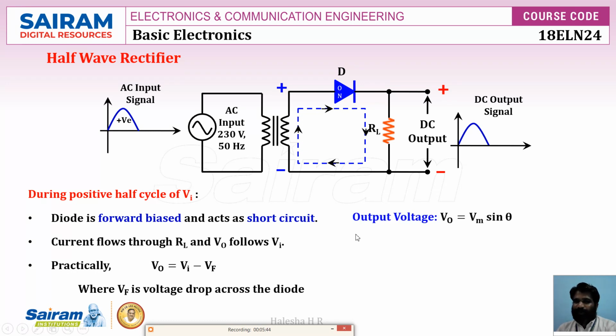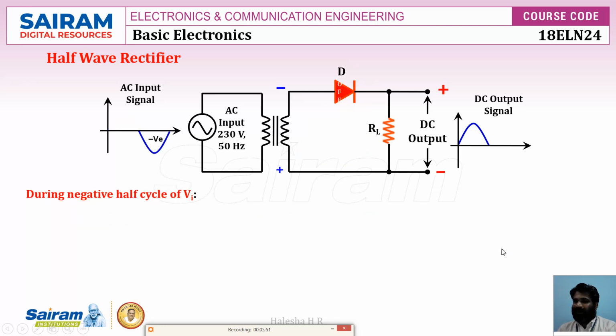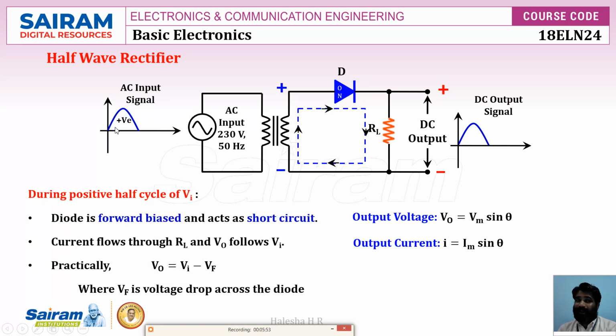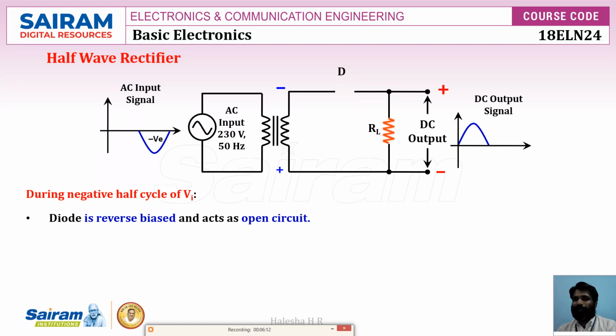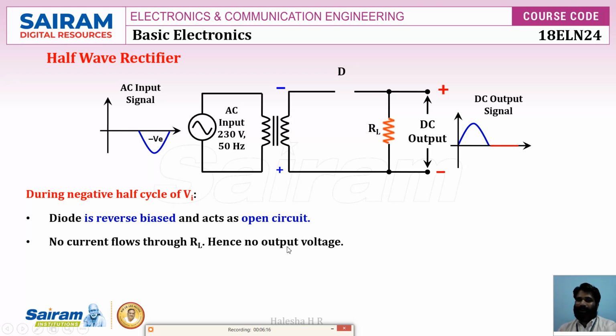Output voltage Vout is equal to Vm sin theta, and output current I is equal to Im sin theta, since we consider sinusoidal input. During the negative half cycle, this is negative, so the diode becomes reverse biased. It acts as an open circuit. When it is an open circuit, there is no path for the current to flow. So no current flows through RL, hence no output voltage.